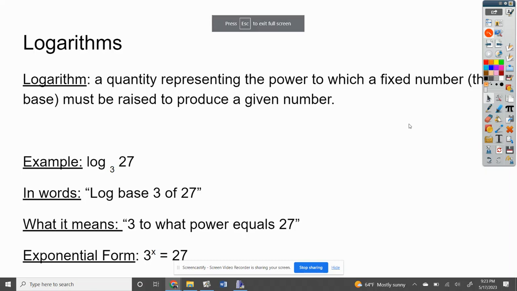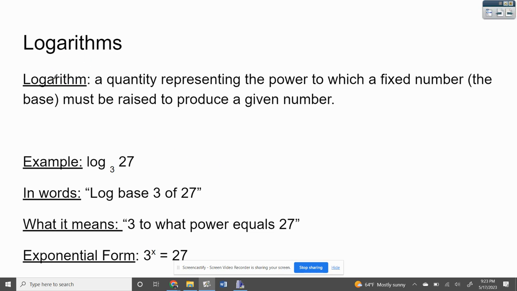All right, so in this video, I'm going to be discussing logarithms, just kind of introducing what they are and how to write them as exponents. So a logarithm is a way to undo an exponential. And so an exponential is something where you have x in the power.